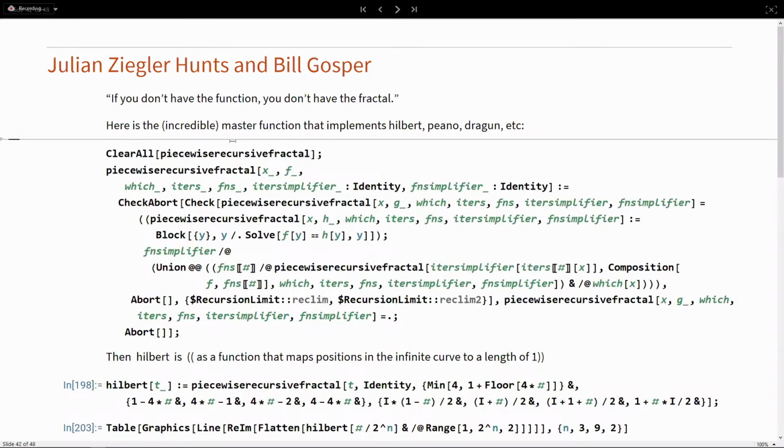Let's see. Now, I mentioned there's a question about whether these were differentiable or whether they were actually curves. That was a question that Bill Gosper and his protege Julian Ziegler Hunts looked at, and basically they said if you don't have the function, you don't have the fractal.